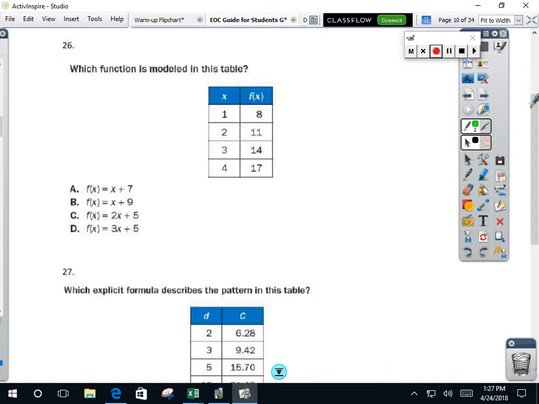Number 26, which function is modeled in this table? Any ideas how we could figure out which one of these is correct? Okay, Naya?